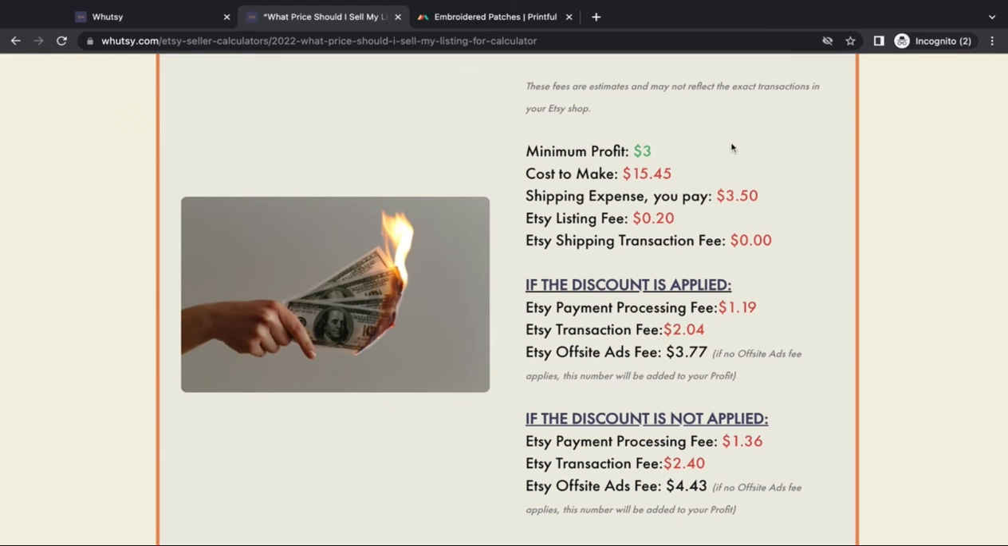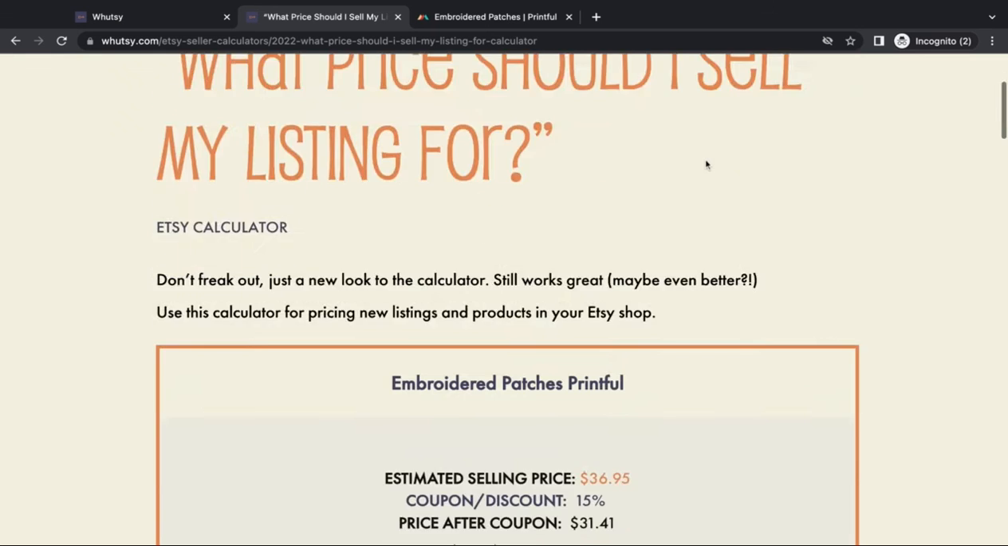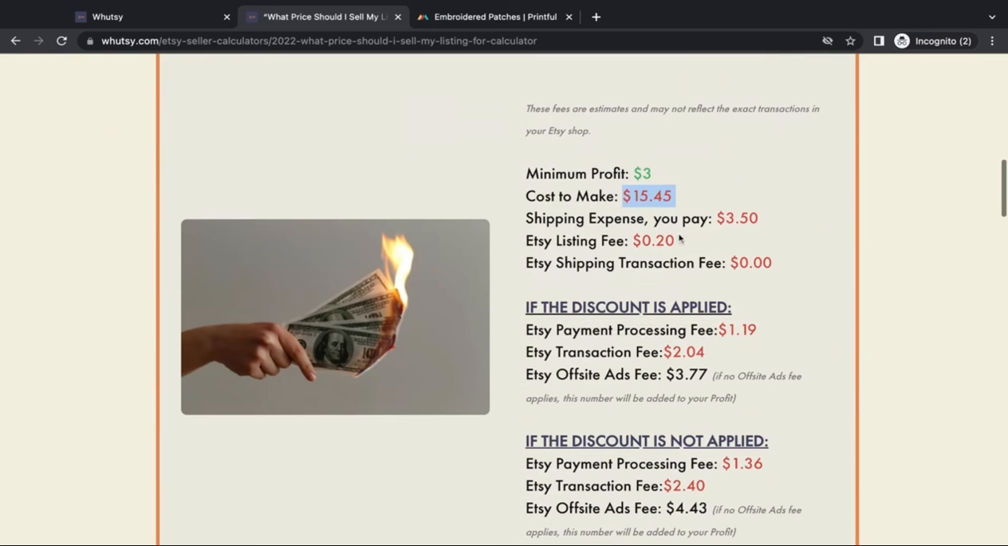So the cost to make, so from that selling price of $36.95, $15.45 is going to make the actual product and get it to the customer. The amount of that money that's shipping is $3.50. The listing fee is 20 cents. And then there's no shipping transaction fee because I am doing free shipping for this item. If you are not charging free shipping, you will see a fee there.